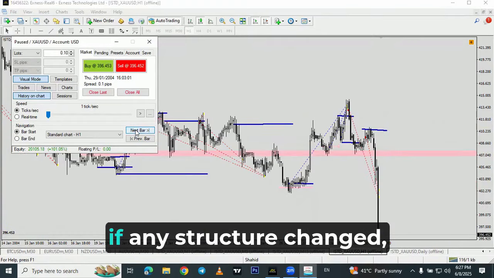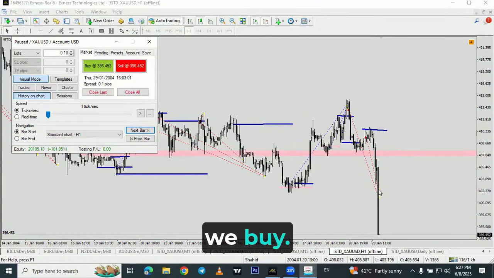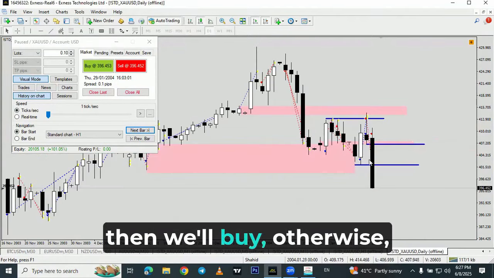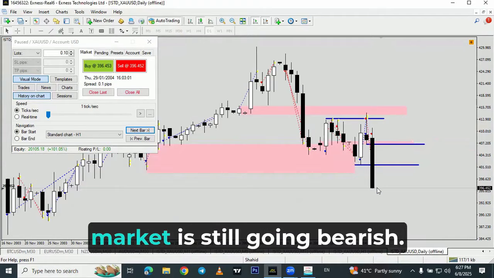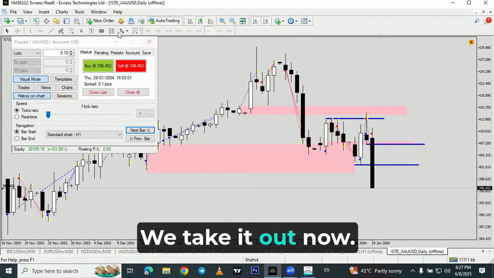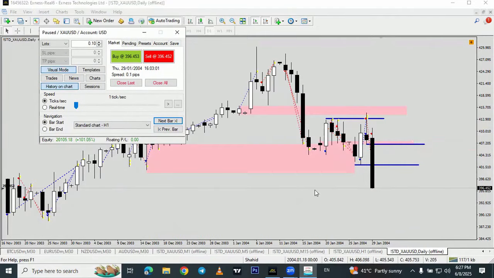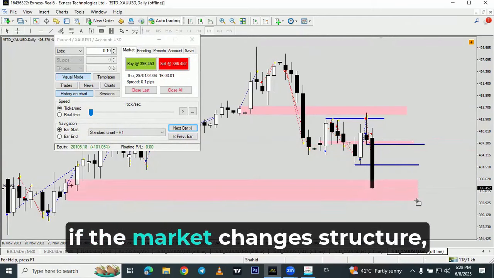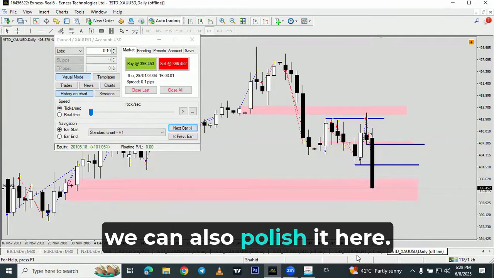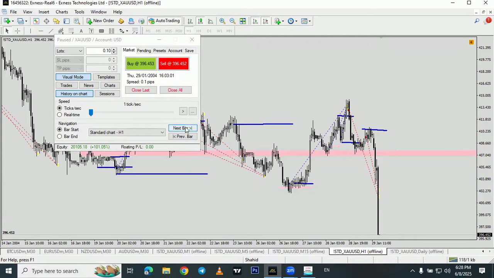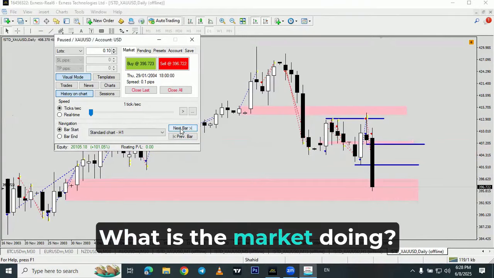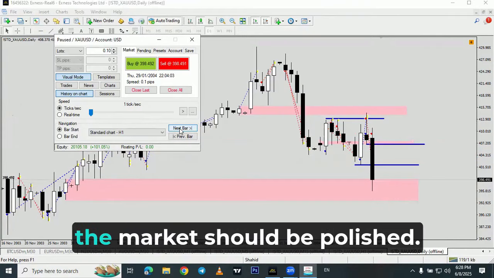See, in the market, if any structure changed, we buy. If we buy on this engulfing base, the structure will change, then we'll buy. Otherwise, we can't buy in this because the market is still going bearish. We take it out now. If we take its engulfing, after tapping this engulfing, if the market changes structure, we can also polish it here. What is the market doing after swiping this low? The market should be polished.